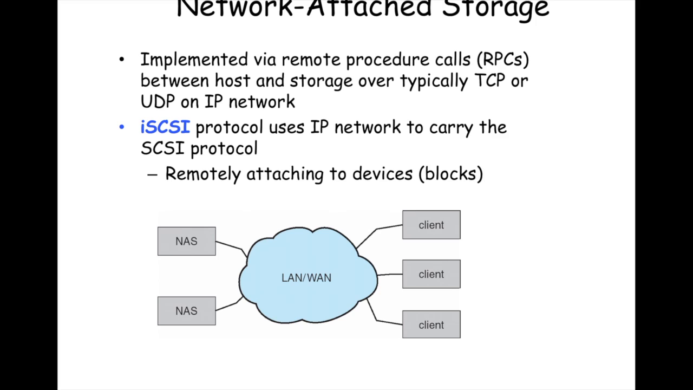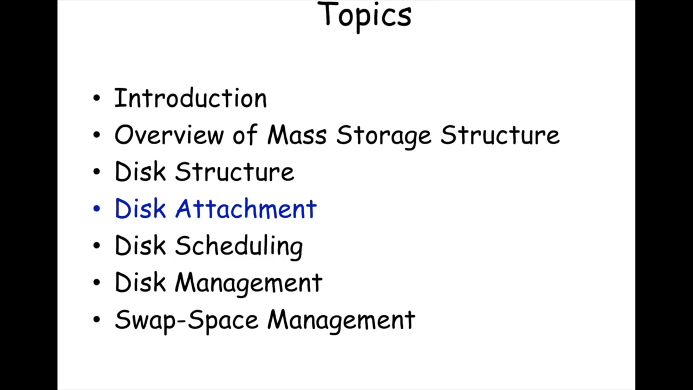And then there's also something called iSCSI, which is an internet protocol-based version of SCSI, where you use the TCP/IP network to carry the SCSI protocol packets. You can remotely attach the devices, examine their blocks, read their blocks, write their blocks. And so it's a type of SCSI, but the protocol, instead of over the custom SCSI bus, is going over TCP/IP networks. So let's take a look at disk scheduling.